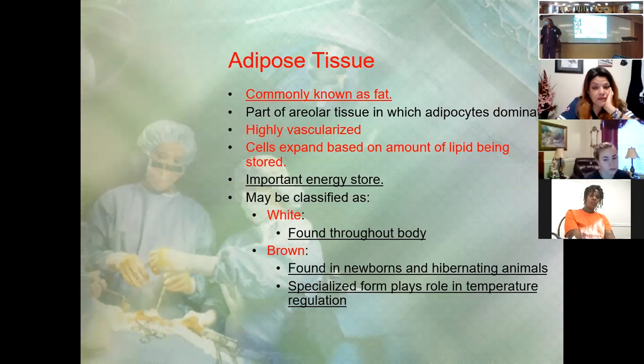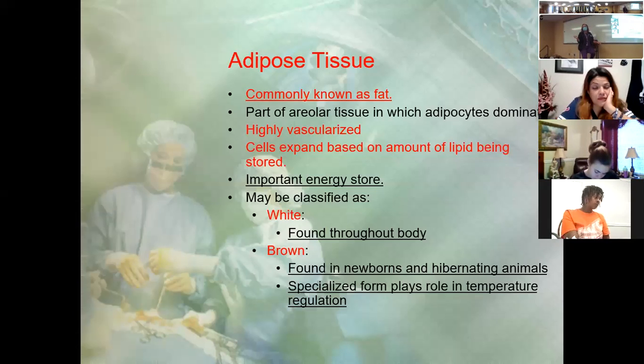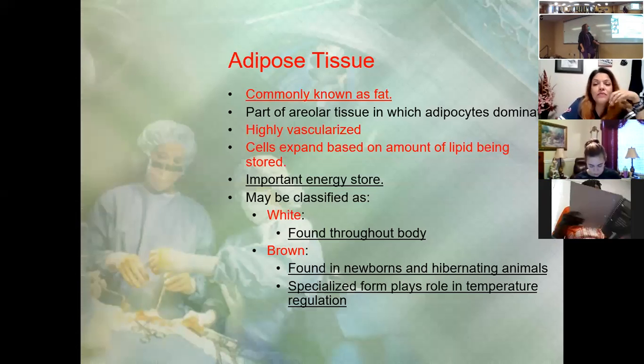Us, on the other hand, we just have white. When you transition from a newborn into a toddler, into a child, into an adult, the fat transitions with you. Unfortunately, it's relatively difficult to shrink down those cells. Boo. So those are different types of adipose tissue.